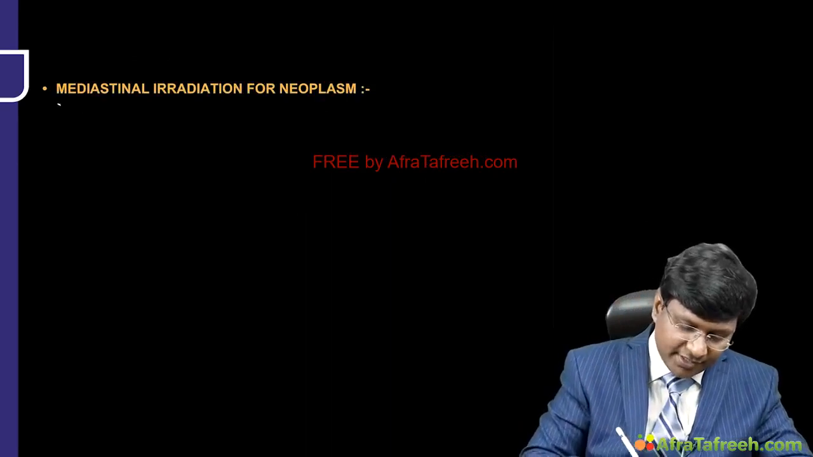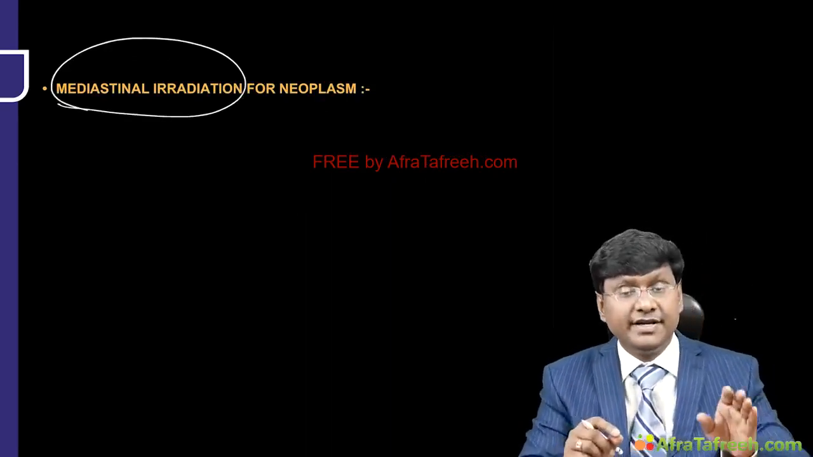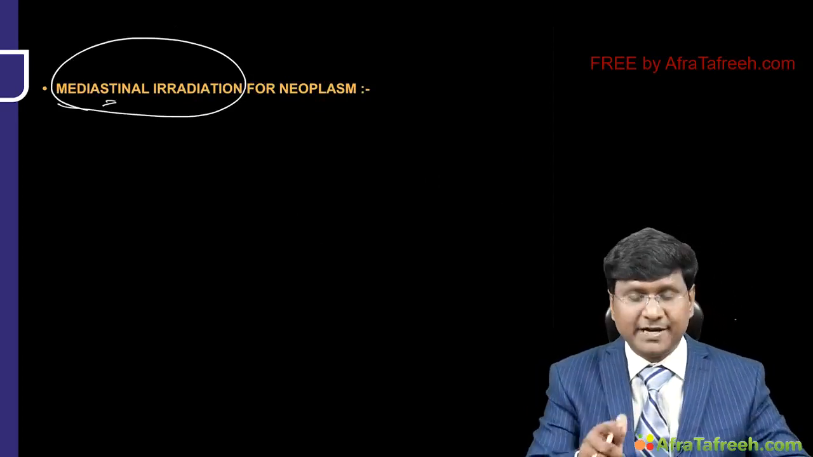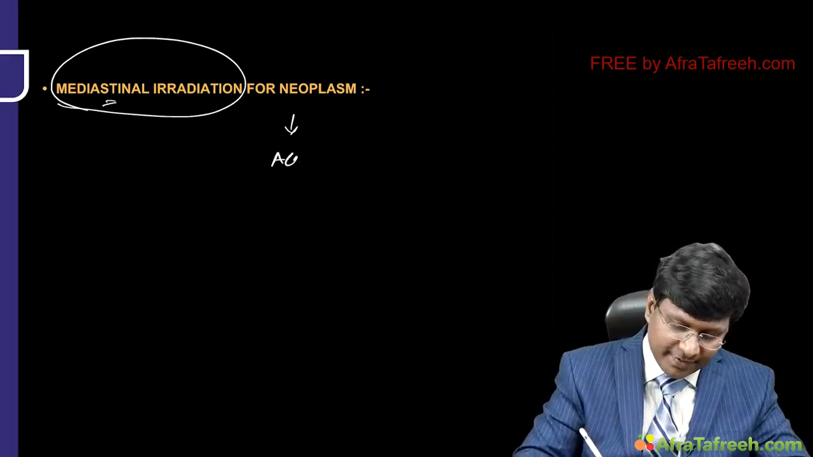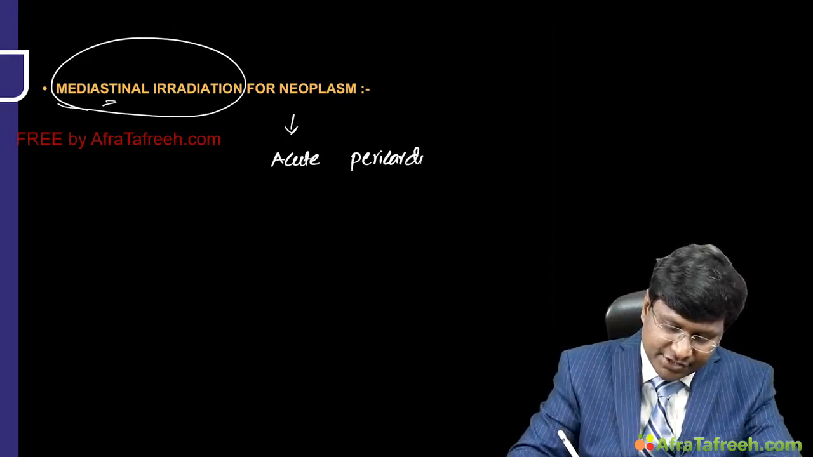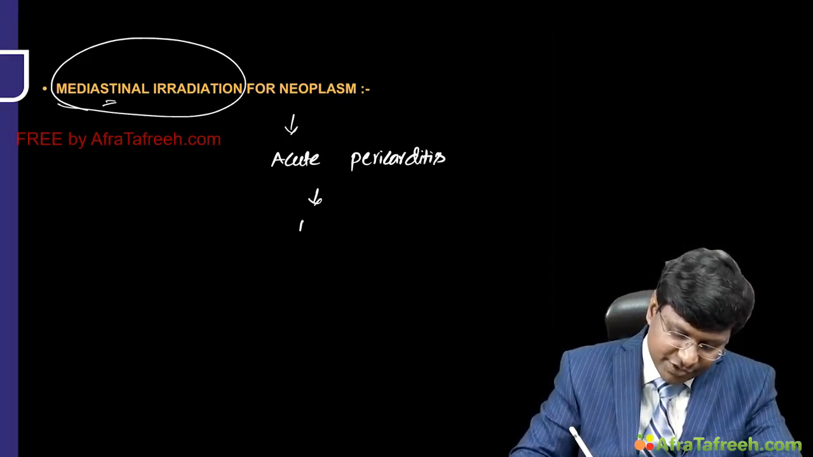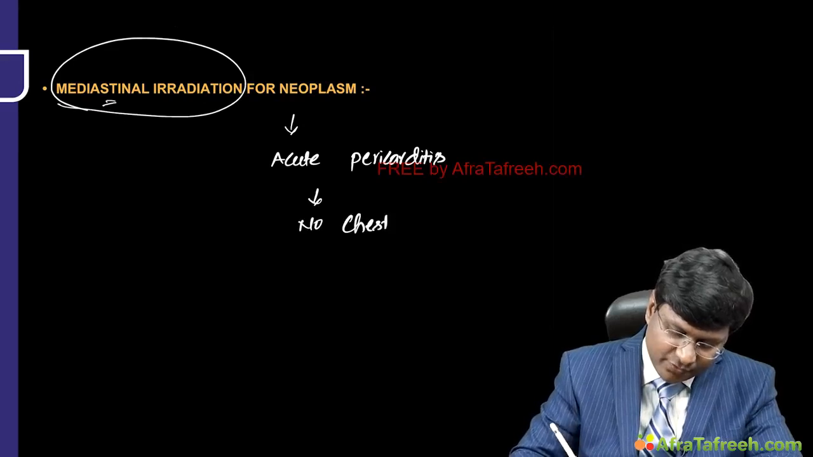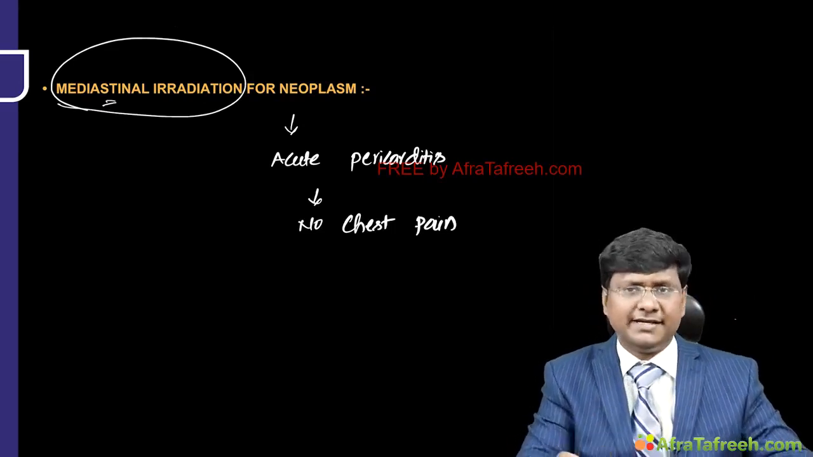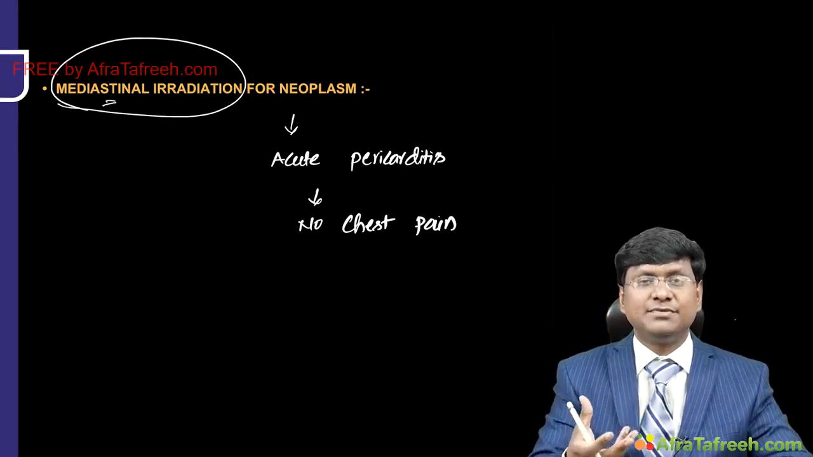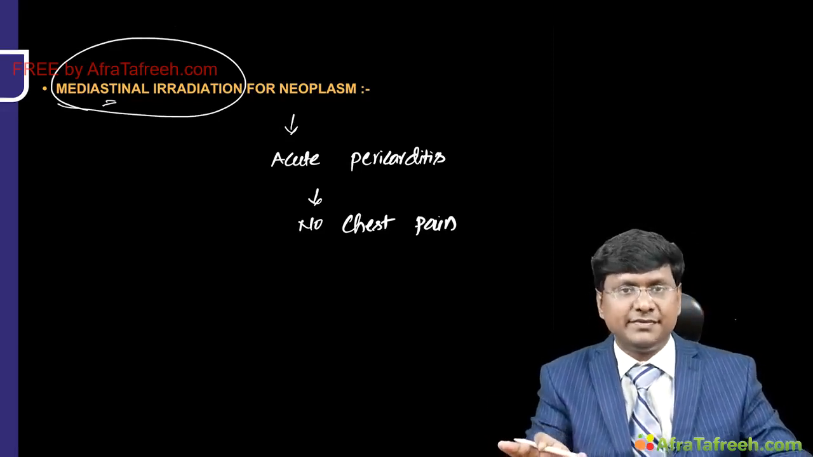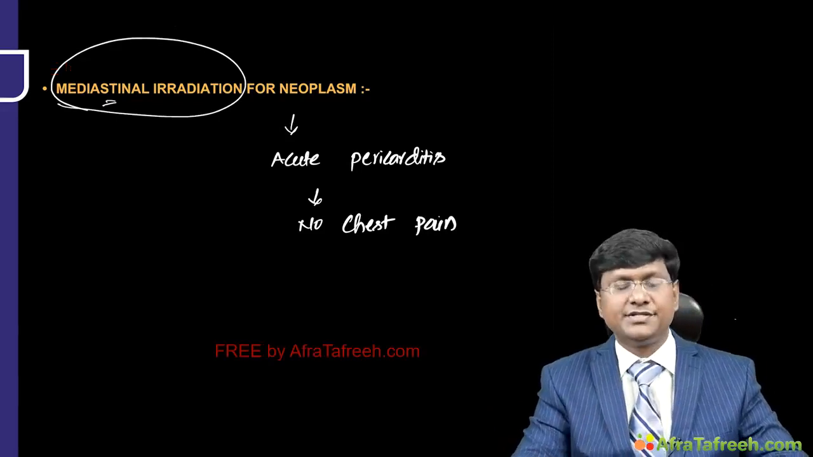The next important thing is irradiation. Even irradiation for neoplasm, and that too mediastinal irradiation, can also cause acute pericarditis. But one very important feature we have discussed is that with irradiation causing pericarditis, there will be no chest pain. Why? The onset and the inflammation progression will be very mild, so the body gets accustomed to that minimal inflammation, and thereby the pain will not be there in these individuals. So that is about mediastinal irradiation for neoplasm.